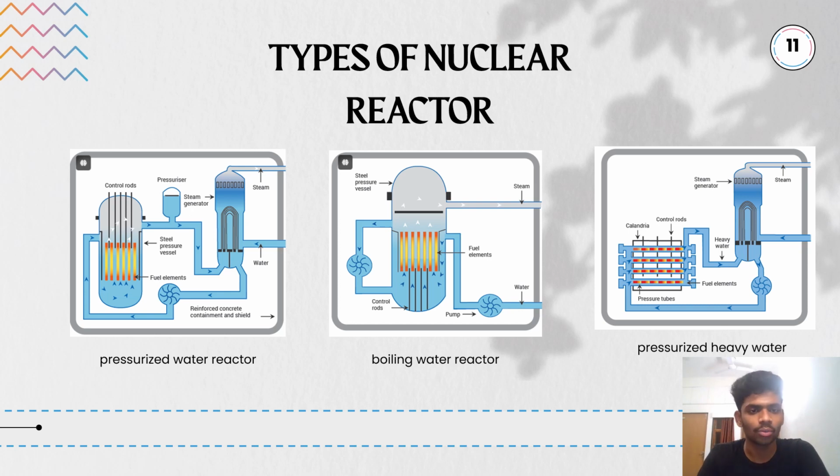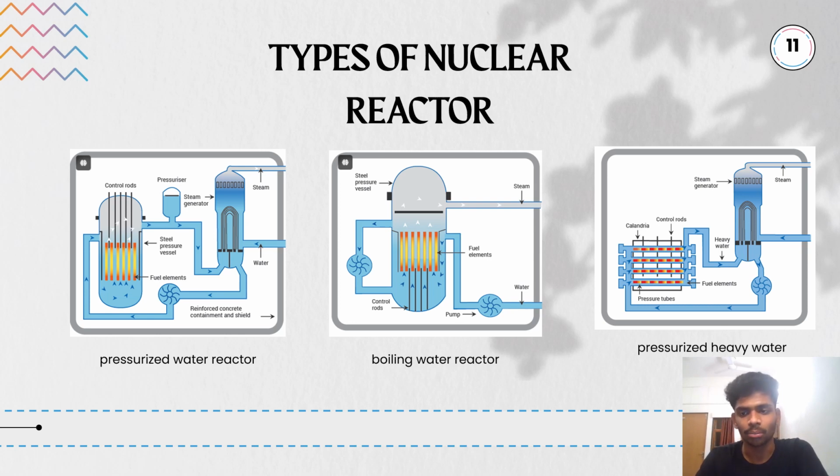Now, these are the types of nuclear reactor. The first one is pressurized water reactor. The second one is boiling water reactor. The third one is pressurized heavy water reactor. Now, if we look at the diagrams, we can notice the parts of the pressurized water reactor. Here it is known as control rods, pressurizer, steam generator. This is steam. Here the water is taken. These are the fuel elements. This is steel pressure vessel. Now this is reactor containment and shield.